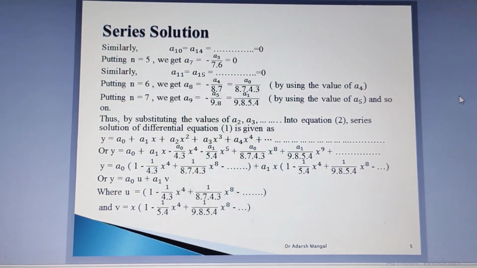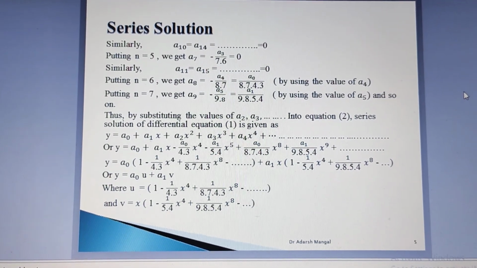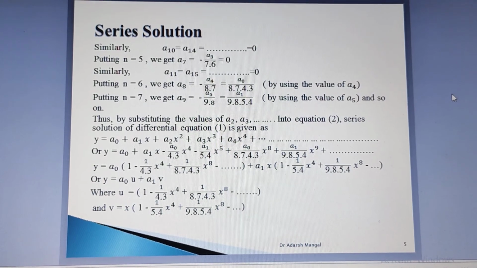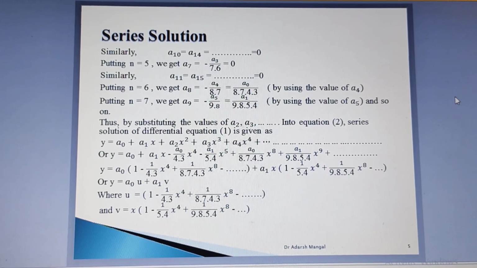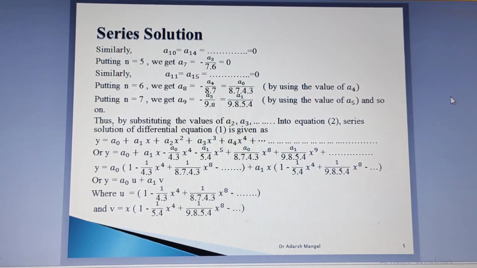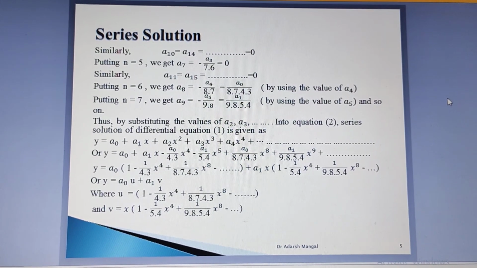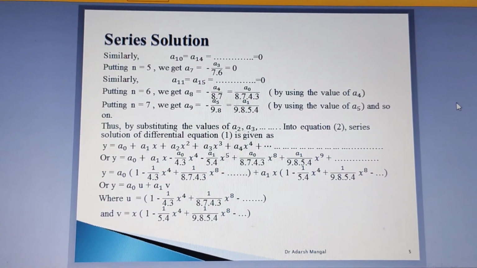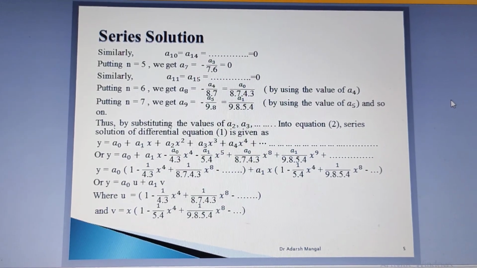Thus, by substituting all these values into the series solution we have assumed, y is equal to a0 plus a1x plus a2x square plus a3x cube and so on, we get a series solution like that. Y is equal to a0u plus a1v, where u and v are infinite polynomials of x. This is the series solution of the given equation.